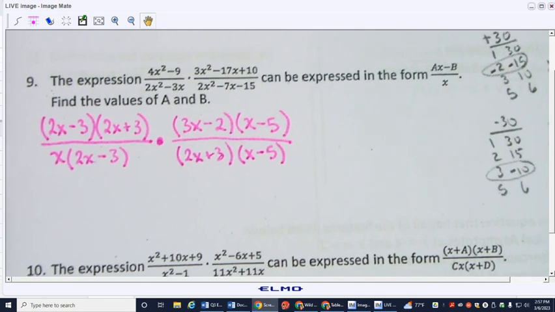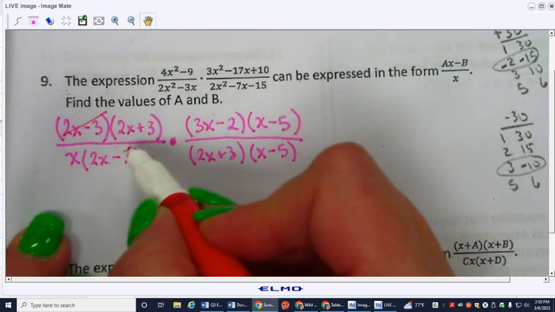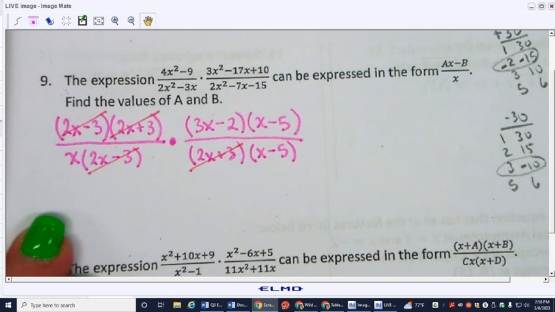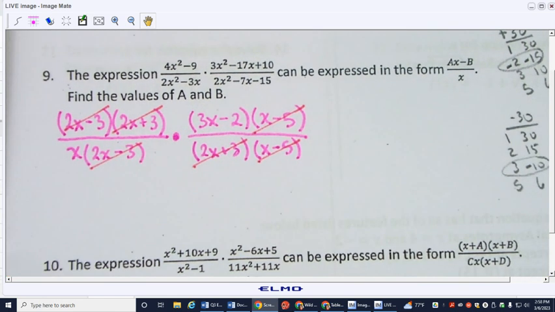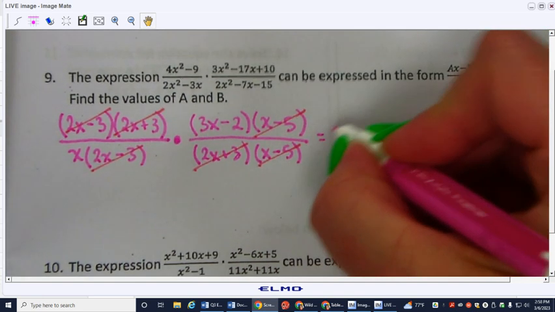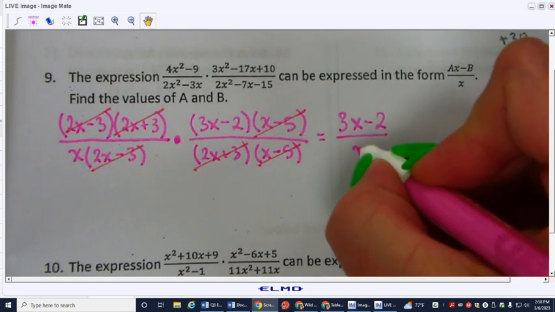Okay, so now I can see what cancels out. When I look at this, the 2x minus 3 on top cancels with the 2x minus 3 on the bottom. The 2x plus 3 on top cancels with the 2x plus 3 on the bottom. And the x minus 5 on top cancels with the x minus 5 on the bottom. If I was going to graph this, it would have 3 holes in it because 3 things canceled out. I would be left with on the top just 3x minus 2, and on the bottom I'm left with just x.